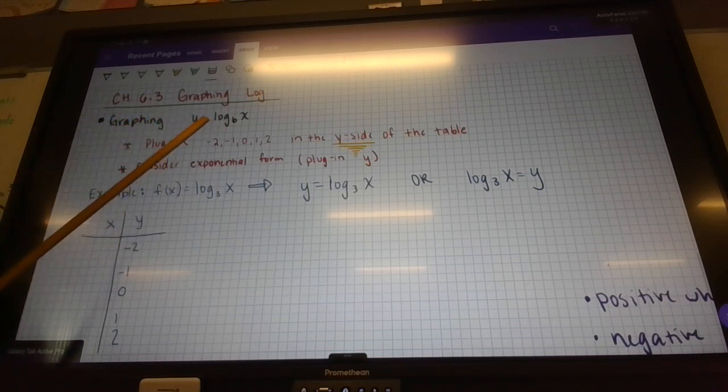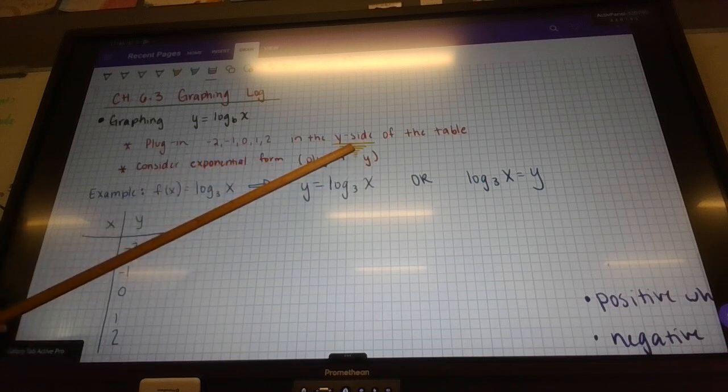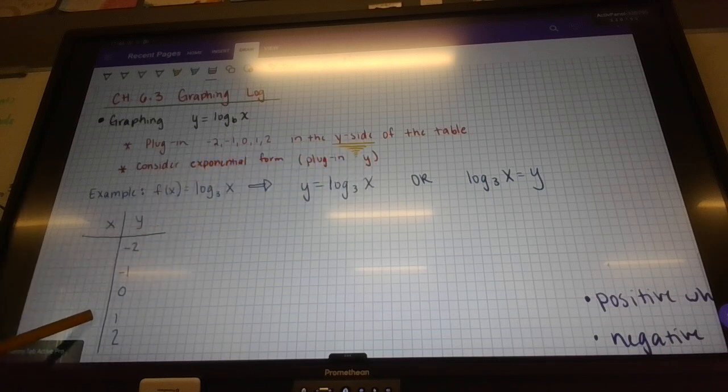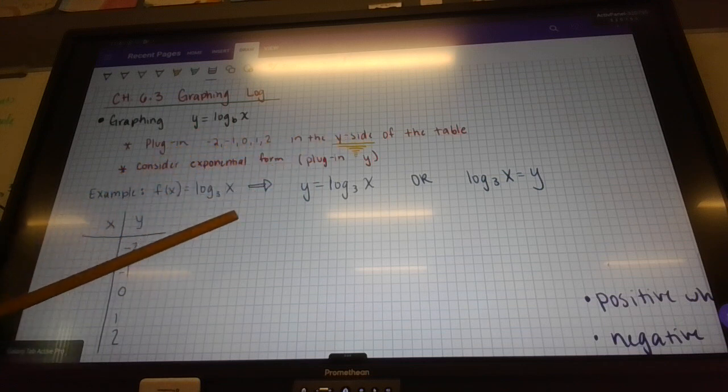In order to graph a logarithm, we're actually going to plug in the y side of the table. That's wild. Look at this table. Normally we start with x values plugged in. I put them on the y side. That wasn't an accident. That's our actual strategy. We're going to plug in these very typical values, -2, -1, 0, 1, 2, to the y side. Then we're going to consider the exponential form, and we're actually plugging in for y instead of x.